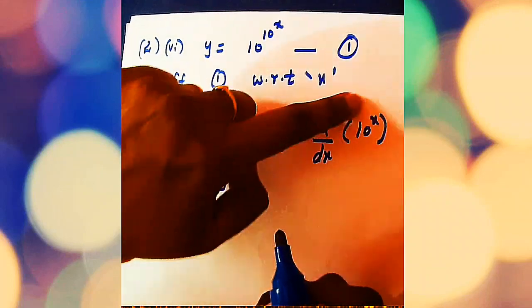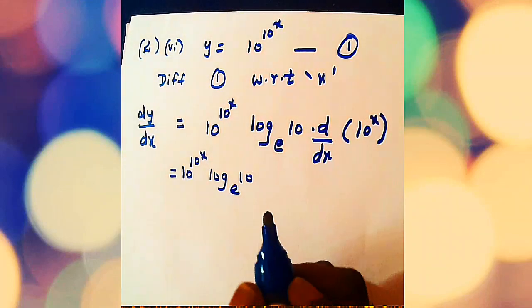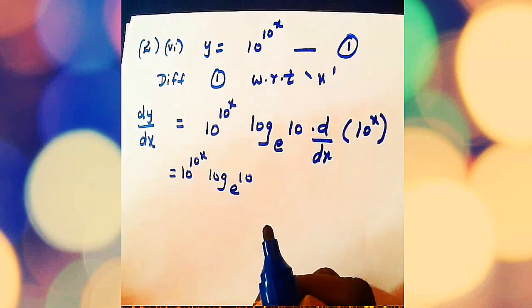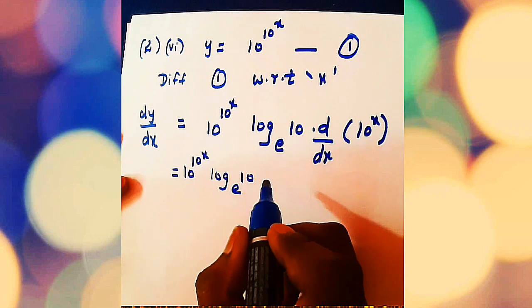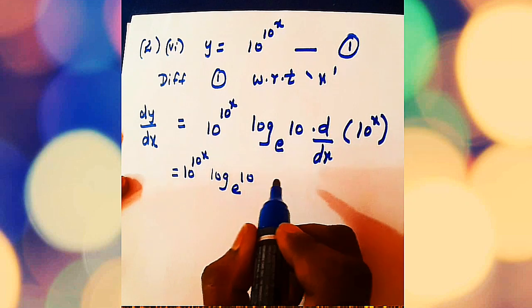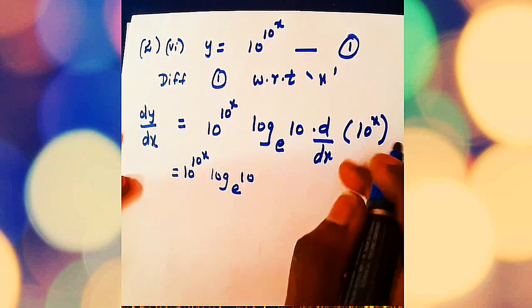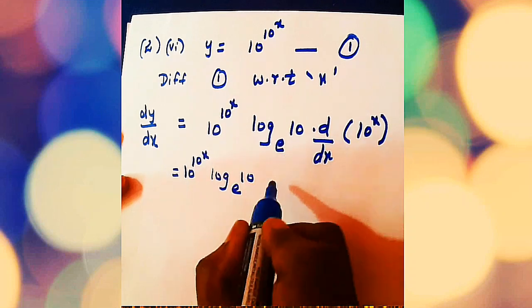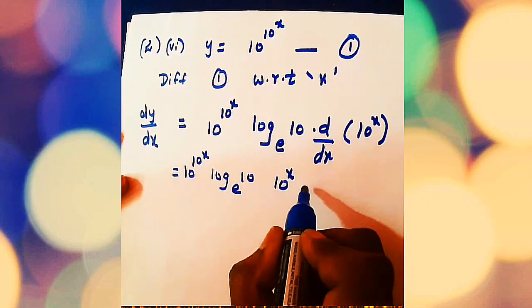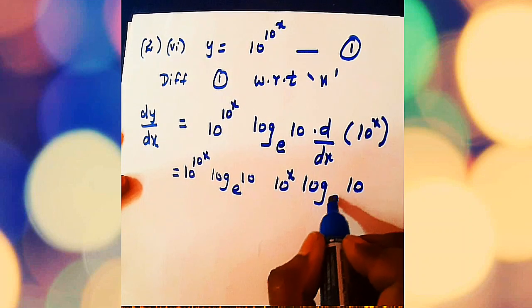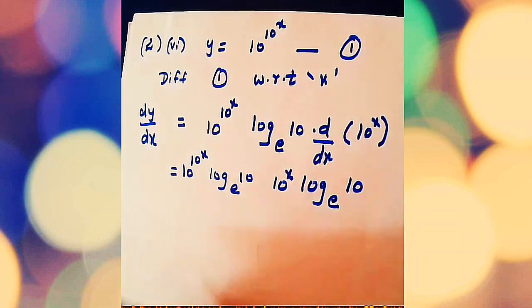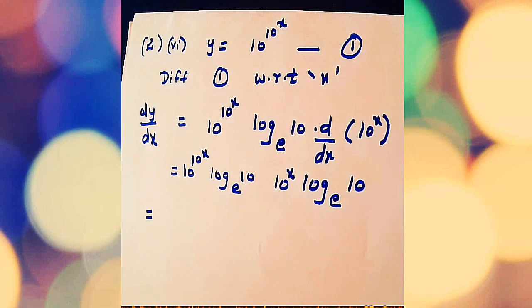Again we have to differentiate 10 to the power x. Again this is of the form a to the power x. What is differential of a to the power x? A to the power x log a to the base e. Okay, so what is a to the power x? In place of a, what we have? 10. So it is 10 to the power x log a. What is a? 10 to the base e. You can just have a look how we are solving so far.